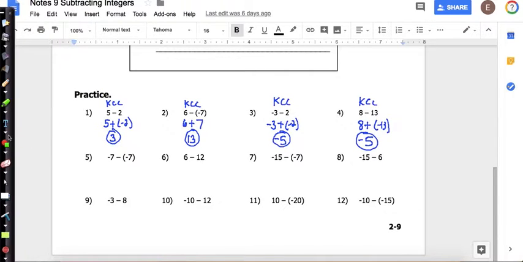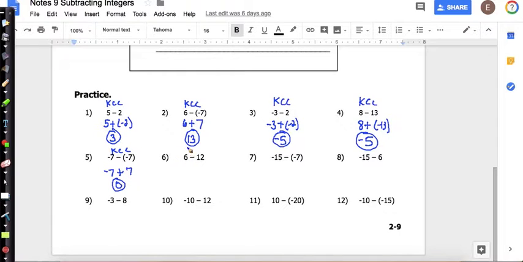Okay, welcome back if you paused the video. So number 5, negative 7 minus negative 7, KCC. Keep this negative 7, change to addition, and change negative 7 to positive 7. Now they're opposites. So 7 minus 7 is 0. Remember, if you're adding opposites, the answer will always be 0 because of the additive inverse property.